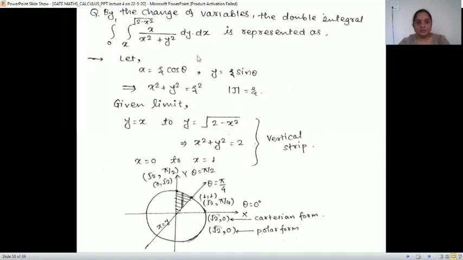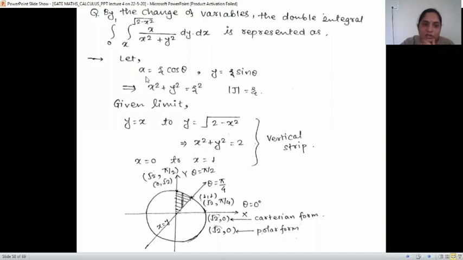Okay, the question: by the change of variable, the double integral given to you is represented as follows. We can see there are two variables x and y, so we can convert it into polar form, right? That is by changing the variable. We have to change the variables.